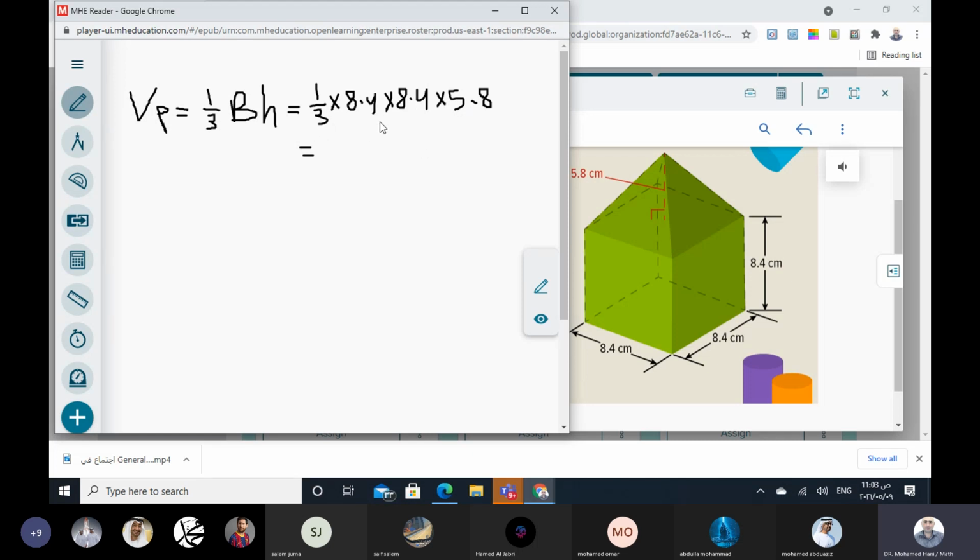So we have 8.4 times 8.4 times 5.8, which will be 409.248, divided by 3. So the answer will be 136.416 centimeters cubed.